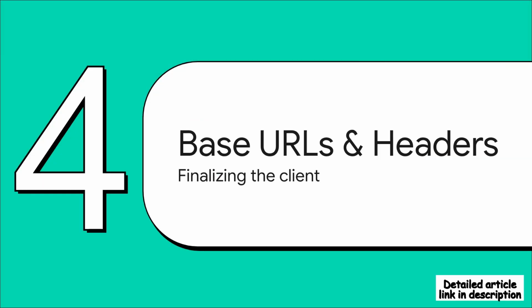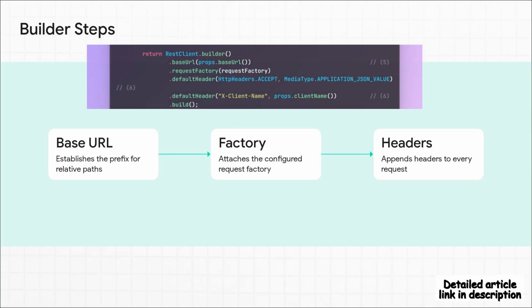Next up, part 4, base URLs and headers. The crucial part here is how we tie it all together by returning RestClient.builder. We chain our methods super methodically. Step 1, we call .baseUrl. This establishes the prefix so every later call you make only needs a relative path, like /posts. Step 2, we attach that carefully configured request factory we just made. And step 3, we append our default headers. We ensure we always ask for JSON with the Accept header, and we pass along our client identifier using the X-Client-Name header. These headers will literally accompany every single request this client makes, which saves you from repeating yourself over and over in your service layer. Finally, we just call .build to lock the whole shebang in.